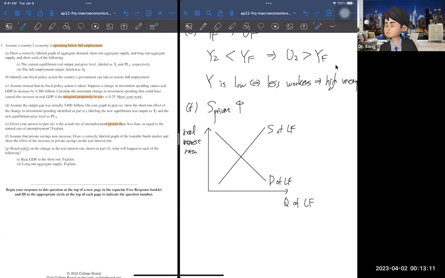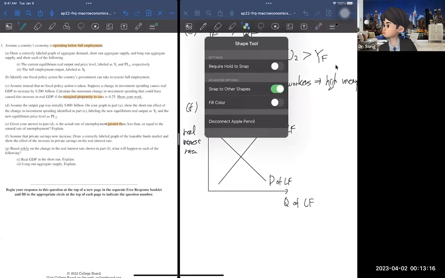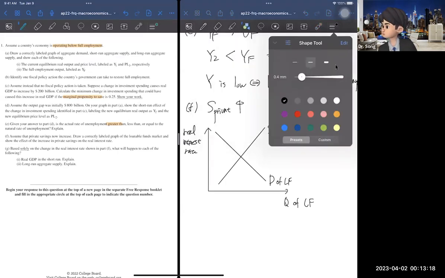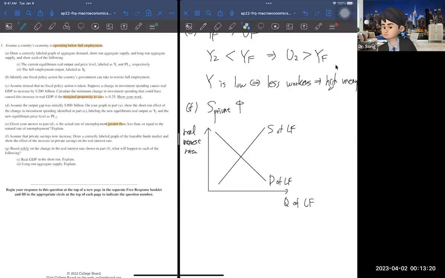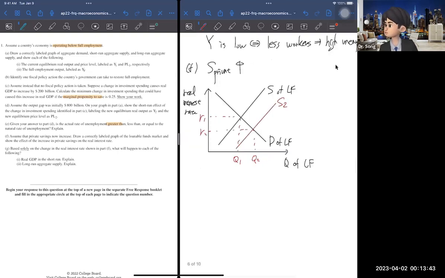Because the private saving is increased, then the supply of the loanable funds is increased. That being said, we need to shift the supply curve of the loanable funds to the right, like this. So let me denote the S2. Okay. Then what happened? Interest rate was R1, but now we have R2. Okay, so interest rate is decreased. Real interest rate is decreased when the private saving is increased. That's the answer. Now let's go to the last question, G.